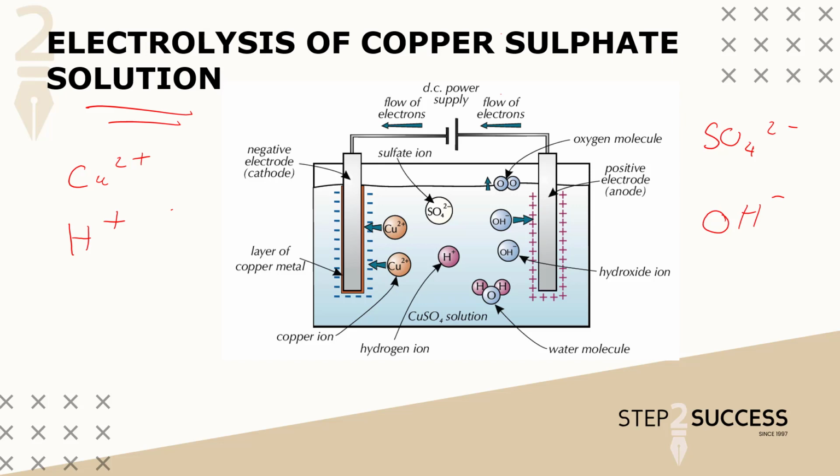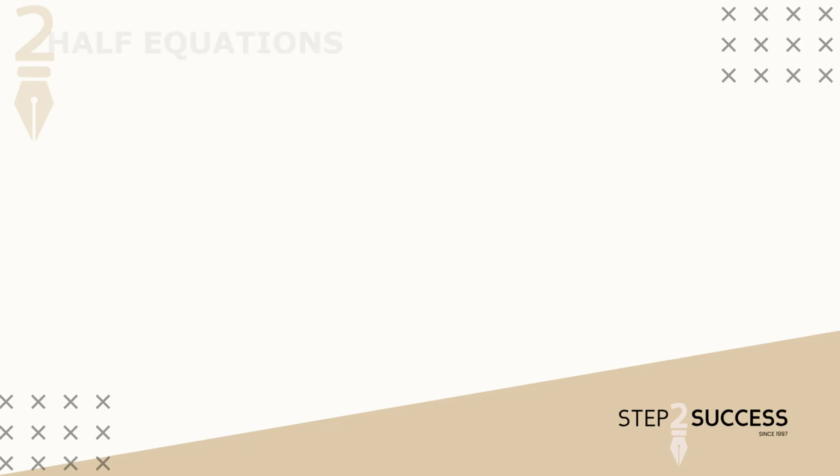And that leaves us, lastly, with the half equations in this one. And these are probably the most complicated ones to deal with. So let's talk about those. At the negative electrode, let's write that down over here.